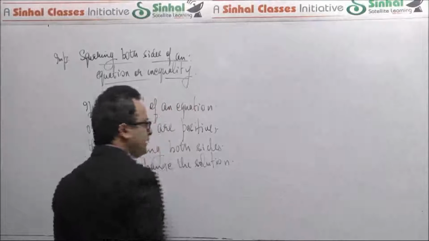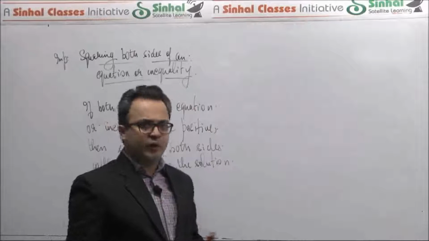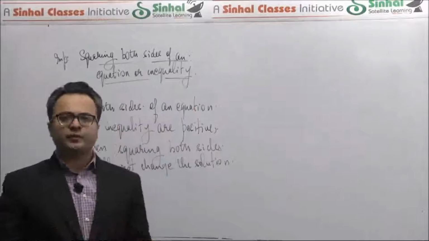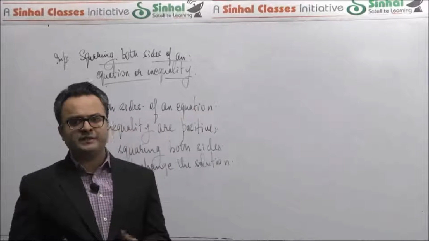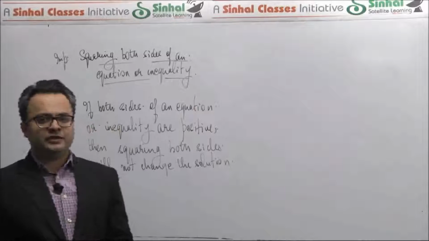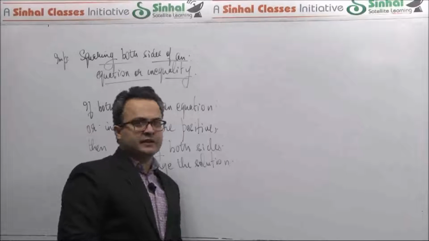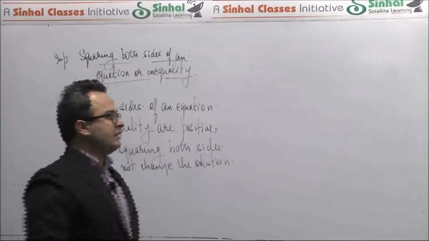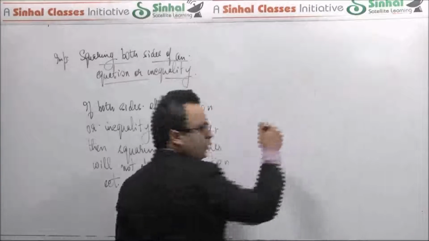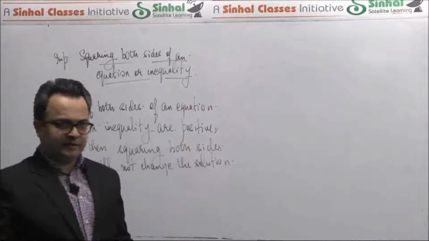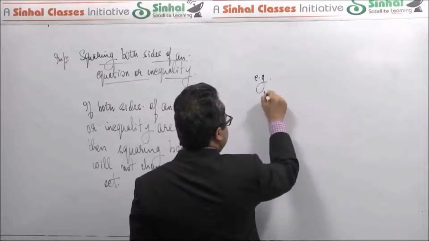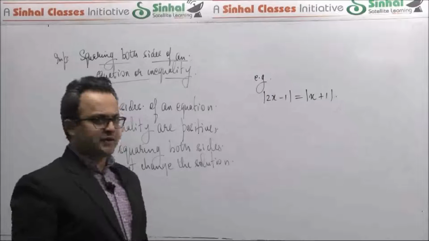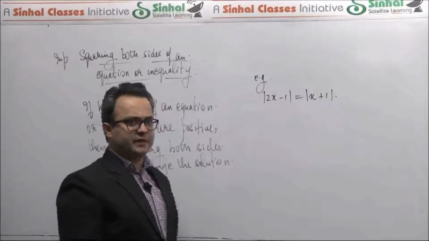Emphasize again, re-emphasize, if you have an inequality or an equation in which we know that both sides happen to be positive, then you can square both sides without worrying that the solution set will change. Now this can be very useful in some modulus-based problems. So as an example, we'll be looking at modulus-based inequalities in some time, but let's look at an equation. If you have your equation, mod of 2x minus 1 equal to mod of x plus 1, and you want to solve it.